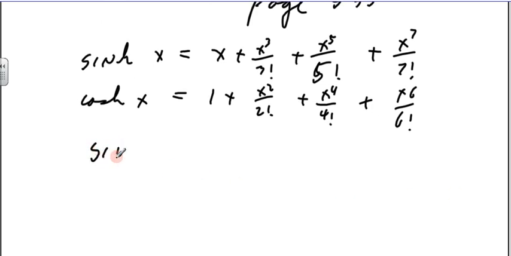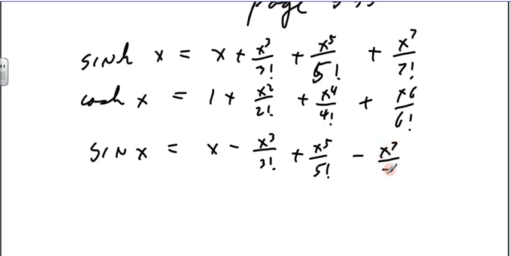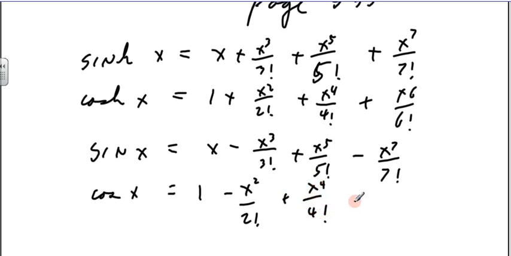And then there's the sine of x, x minus x cubed over 3 factorial plus x to the 5th over 5 factorial minus x to the 7th over 7 factorial. Notice that the hyperbolic sine and the sine function are only different by those minus signs. And the cosine is the same way, 1 minus x squared over 2 factorial, x to the 4th over 4 factorial, x to the 6th over 6 factorial.